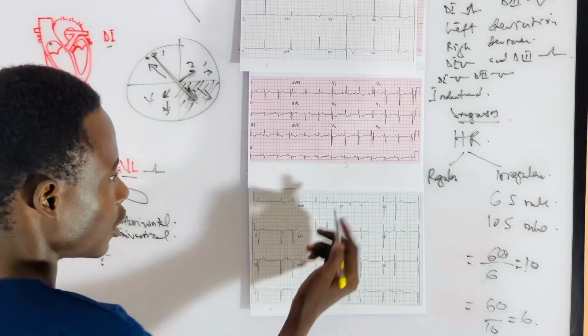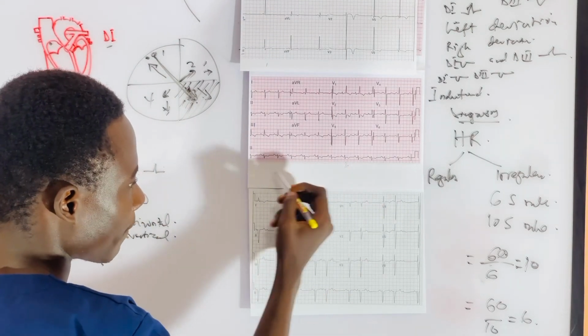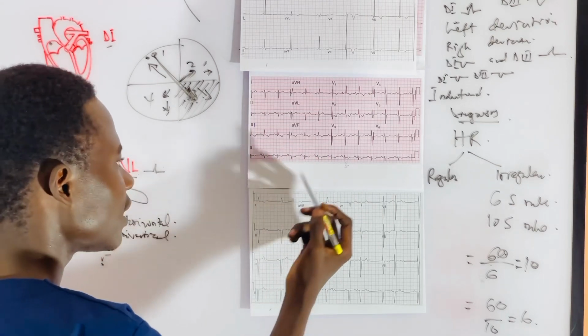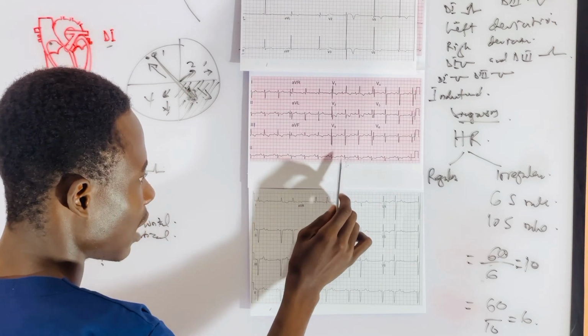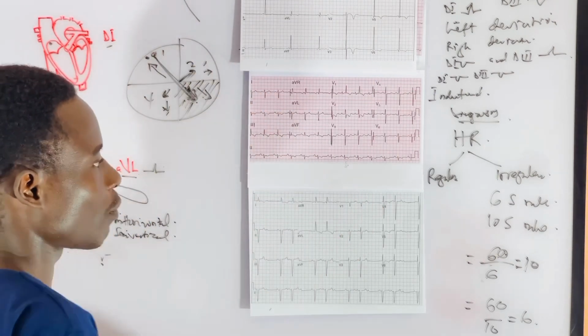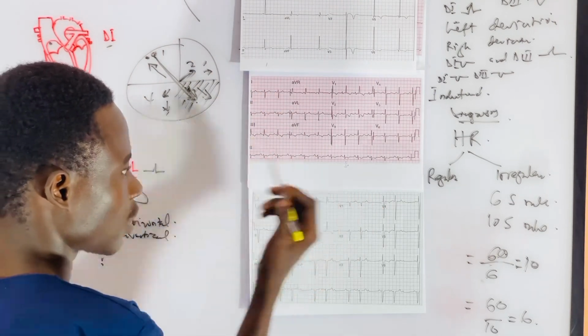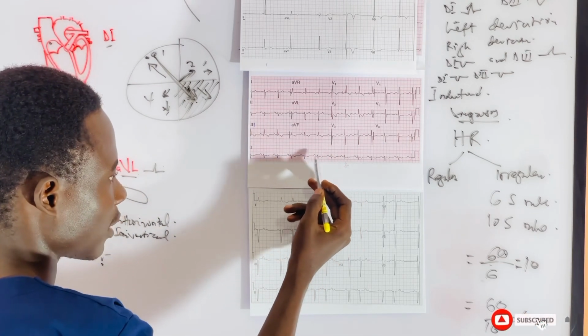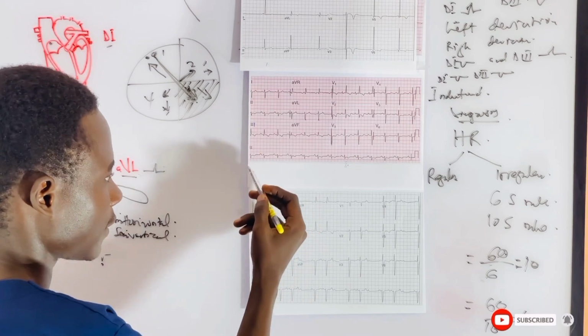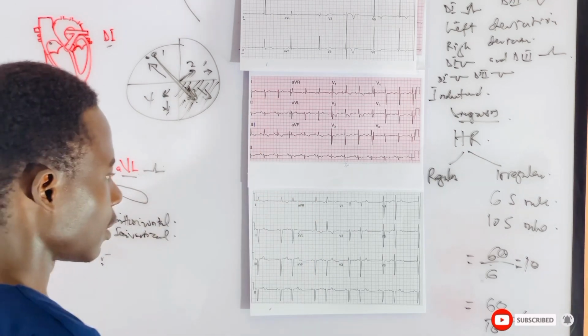Do you understand? So within these 30 big boxes, how many QRS complexes are there? Do you understand? So count the QRS complexes. 1, 2, 3, 4, 5, 6, 7, 8. Do you understand? Now, let's come here.